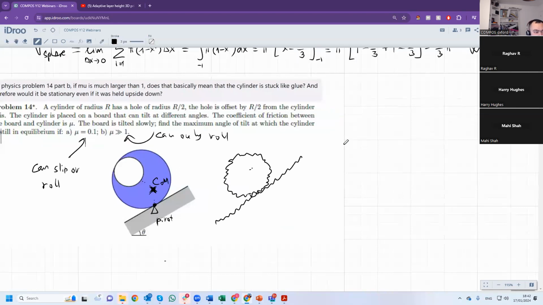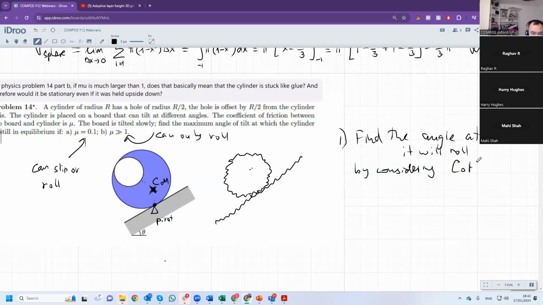So first, find the angle at which it will roll by considering the center of mass and pivot.